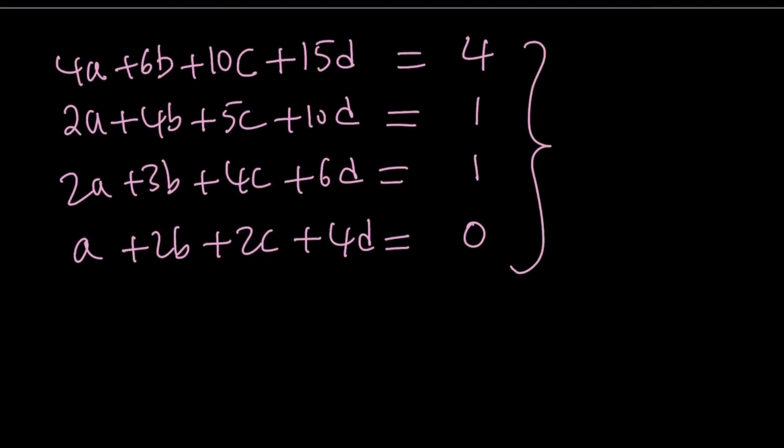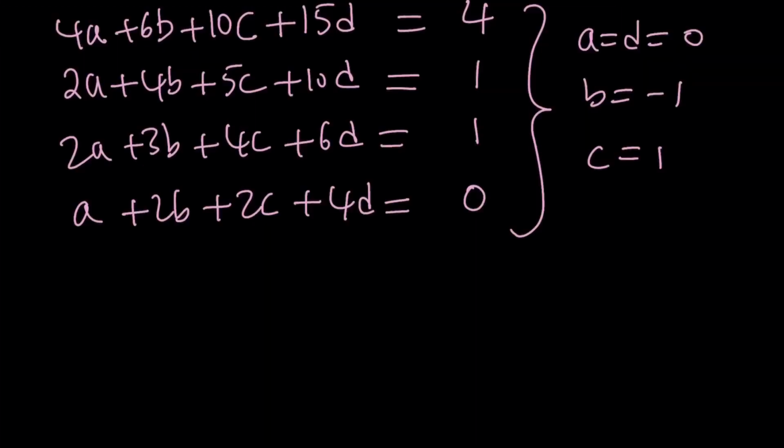Okay? So this gives us a nice system. Just kidding, it's not nice at all. But using matrices or other methods, you can solve it. It's a linear system in 4 variables. And let me tell you what the answers are. A and d are both 0, b is -1, and c is 1. If you plug these in, you're going to notice that they satisfy the system, of course. So this gives us the following.